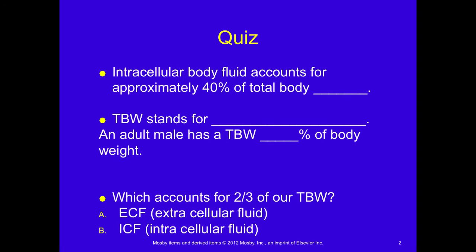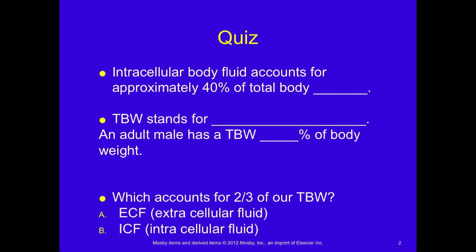So first, you want to test yourself. Intracellular body fluid accounts for approximately 40% of total body... Does anybody know? Water. TBW stands for total body water, and an adult male has a TBW. Does anyone know what percent of their body weight? 60% of the body weight.